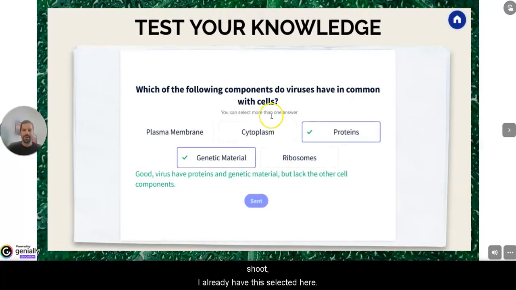And oh shoot, I already have this selected here.